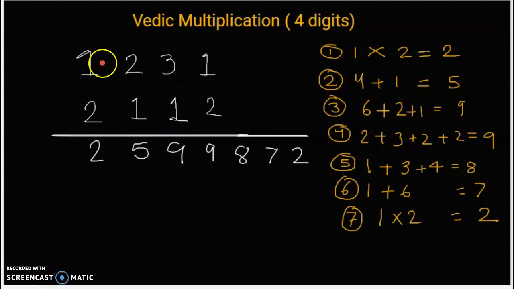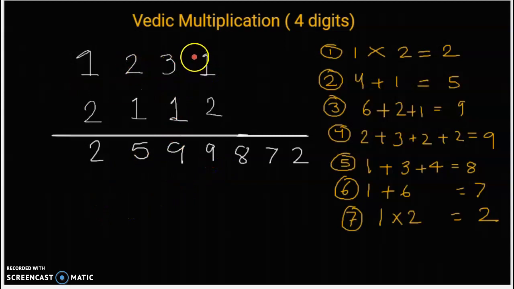Next is, we will take all the 4 and again we will do cross multiplication. So 2 times 1 is 2, 1 times 3 is 3, 1 times 2 is 2, and 2 times 1 is again 2, and then we will add them. So we get 9. 2 plus 3 plus 2 plus 2, that is 9. So in the fourth step we will write 9.